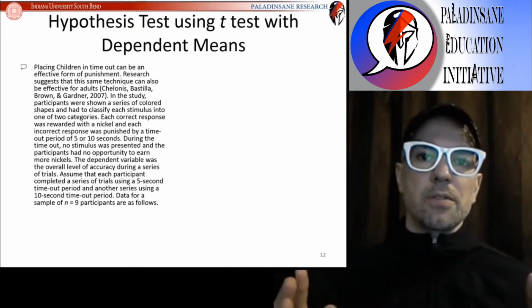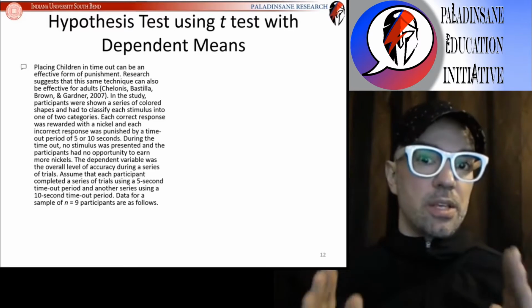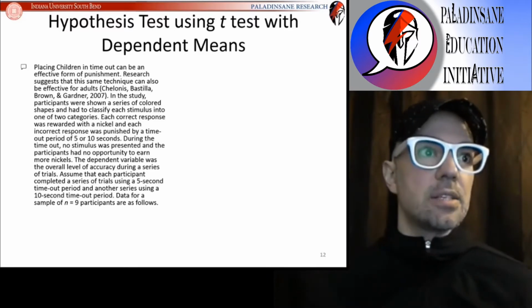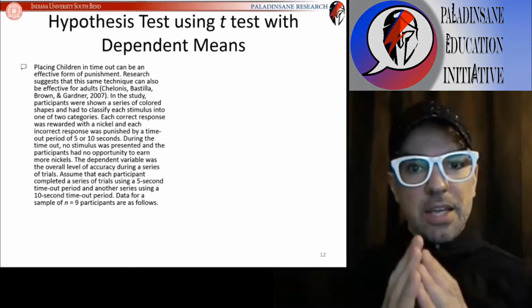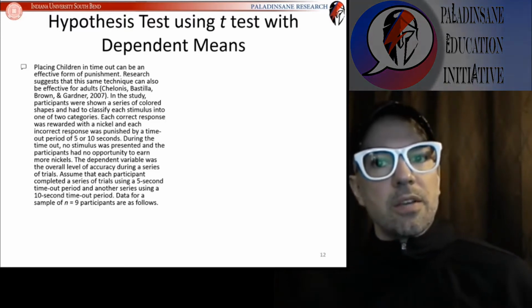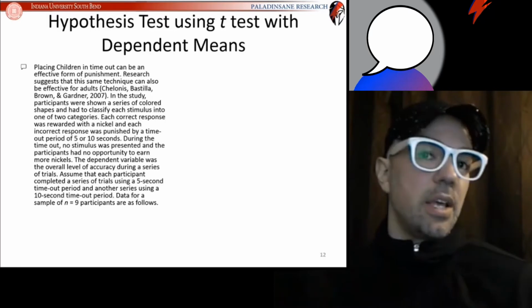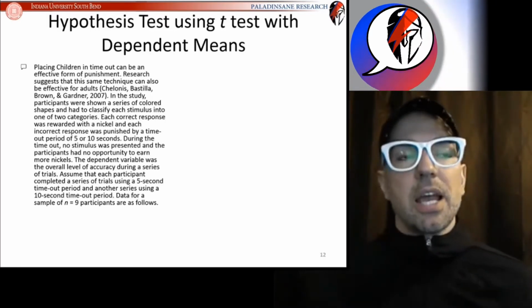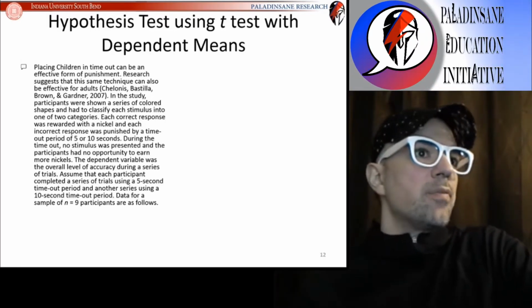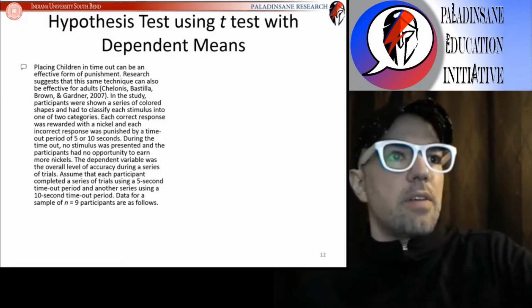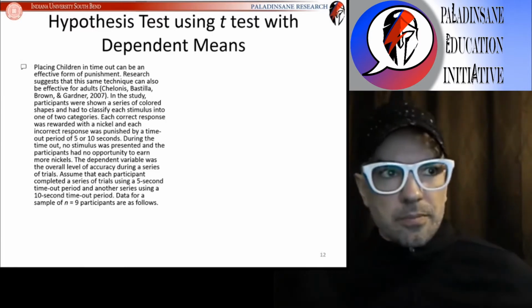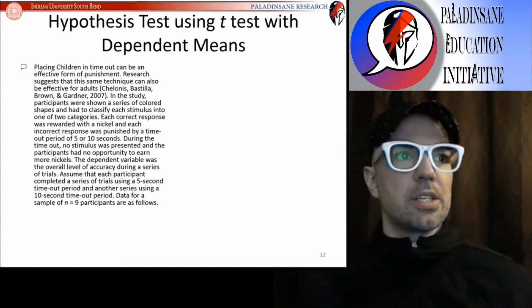During each series of trials, they measured how accurate these individuals were, how few mistakes they made. In each block of trials, the subjects would be experiencing either a 5-second timeout or a 10-second timeout to see how that affected their accuracy. The dependent variable was the overall level of accuracy during a series of trials. Assume that each participant completed a series of trials using a 5-second timeout period.